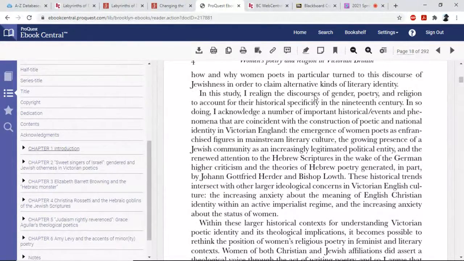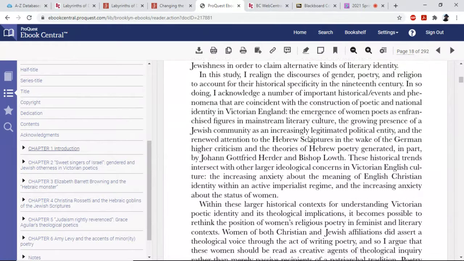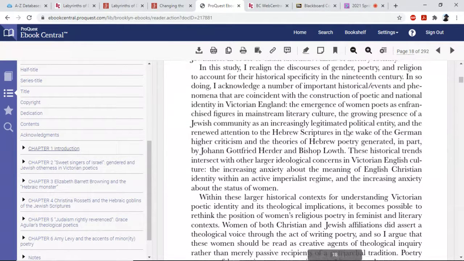Here we go. So here's something that looks like a thesis. So the writer of this book is saying, "In this study, I realigned the discourses of gender, poetry, and religion to account for their historical specificity in the 19th century." So when you see a line like that, that's not necessarily the author's thesis yet, but it marks this as an important paragraph because the author is trying to state her purpose in writing this book. So you might want to stop on this paragraph and read it a little bit more closely.